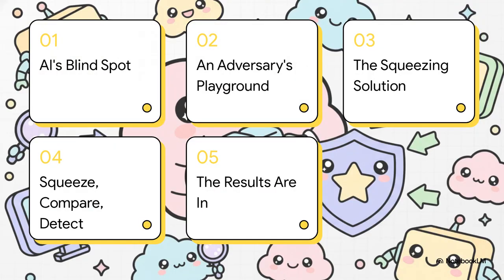So here's how we're going to break it all down. First, we'll talk about this weird blind spot that AIs have. Then, we'll see how it creates a playground for attackers. After that, we'll get to the good stuff, the squeezing solution. We'll see how it works, and finally, we'll check out the results, which are pretty darn impressive.